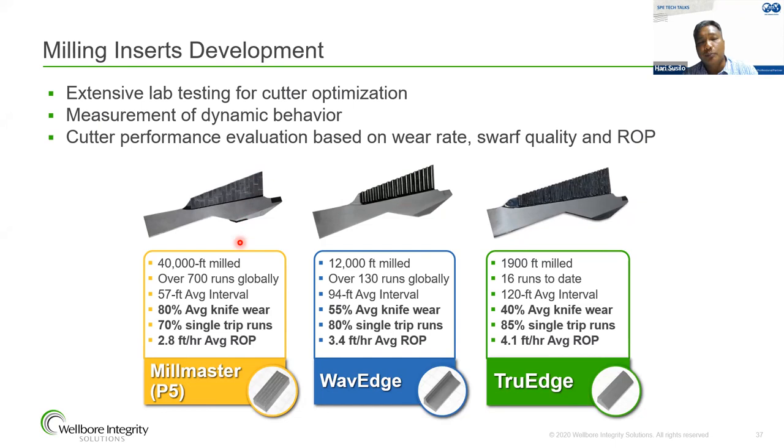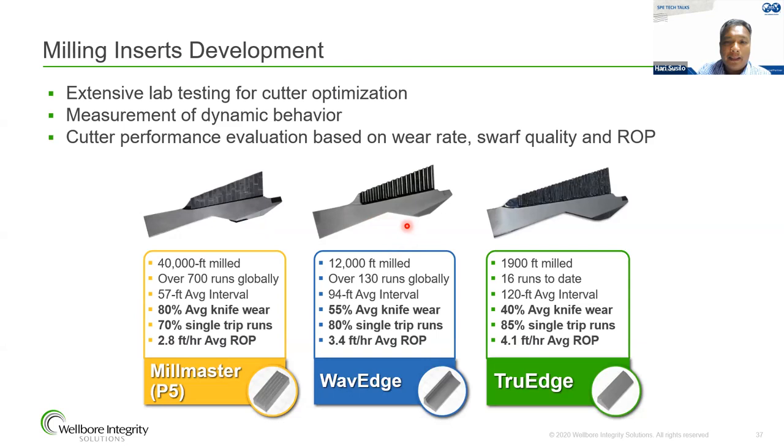Then lately, 2-3 years ago, we developed a new cutting technology. We call it Warp Edge, which is slightly better on the ROP. It goes up to 3.4 feet per hour. The average wear is around 55%, compared to the previous one, which was 80% average knife wear. This means that whenever we run these cutters or knives, they typically wear between 80 to 90% worn out, while the middle one is only 50-55% worn out, so slightly better.